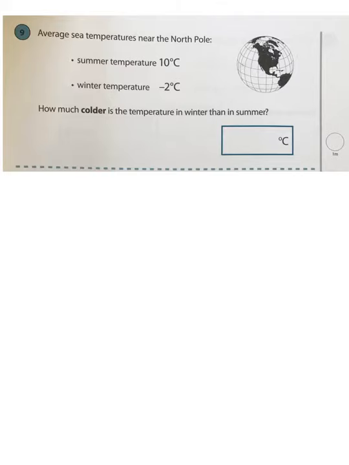Similar to the fridge and the freezer question on the last test paper, you've got a question that takes you over from positive to negative. There will be a question similar to this one, right? It's more or less guaranteed. So the winter temperature, -2. The summer temperature, 10. Goodness me, that's not very warm. Oh, the sea temperature. I was going to say.